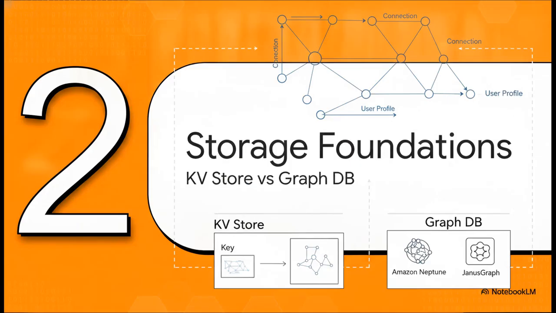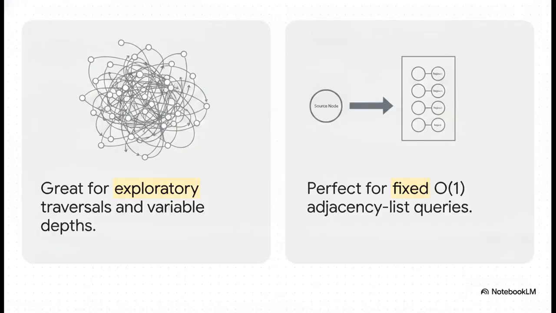That brings us to Section 2, Storage Foundations: why LinkedIn actually chose predictable key value stores over traditional graph databases. So now that we know we absolutely cannot compute this on the fly every time, how do we actually store the graph data? You might be wondering, hey, why not just use a dedicated graph database like Amazon Neptune? Well, graph databases are incredibly amazing for exploratory traversals, where you don't really know the depth of the path you're looking for. But our query pattern here, it's rigidly fixed.